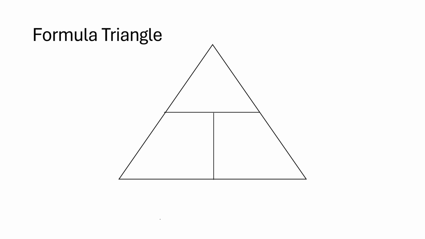In a formula triangle, the line across is the division line and the line going down is the multiplication line. Next, let me show you how to add formulas to the triangle. Here's the formula for speed.